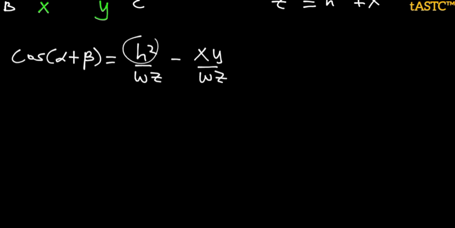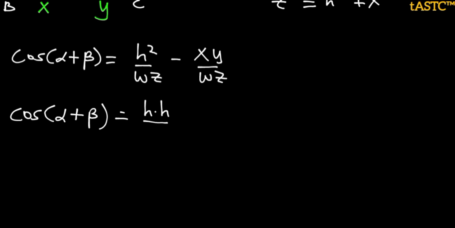Now from here we could make this to be h multiplied by h. So that will be cos alpha plus beta. That will be equal to h multiplied by h divided by w multiplied by z. This will be minus x multiplied by y divided by w multiplied by z.